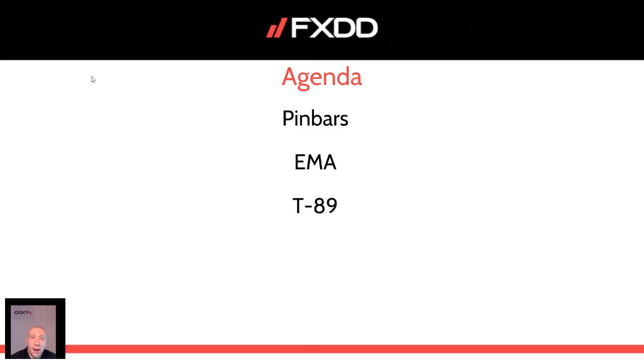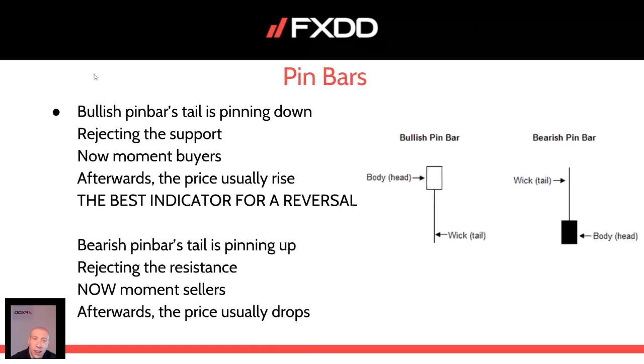First of all, we will cover the pin bar. The pin bar is a basic candlestick pattern that we use in the T89 strategy. Why I like pin bars, I need to tell you, and this is how I teach people to trade. I like to see these wicks more than bodies. Of course, bodies are always important because the bigger the body, the more significant it will be.